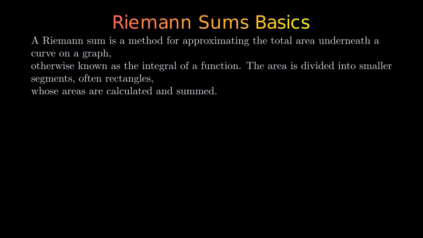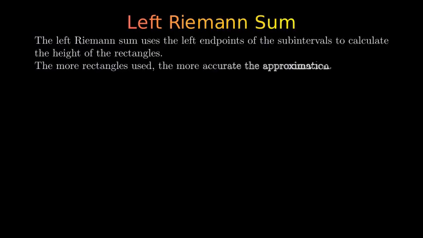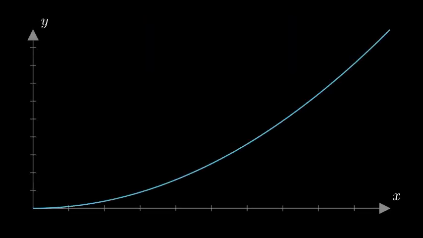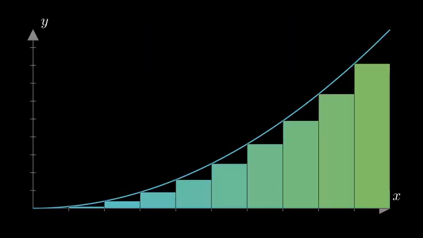The left Riemann sum uses the left endpoints of the subintervals to calculate the height of the rectangles. The more rectangles used, the more accurate the approximation. By aligning the rectangles based on the left endpoints, we capture the area under the curve from the left side of each segment. Now let's explore the right Riemann sum.